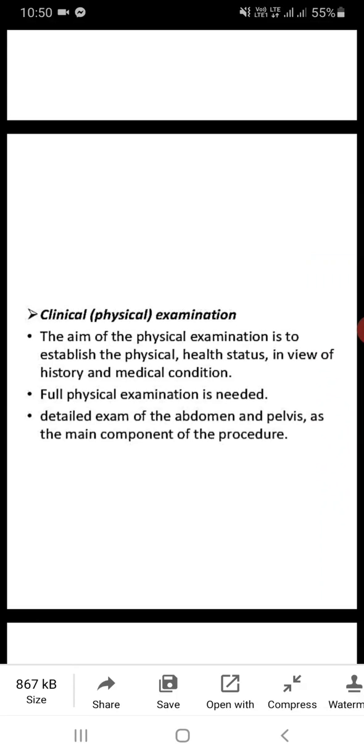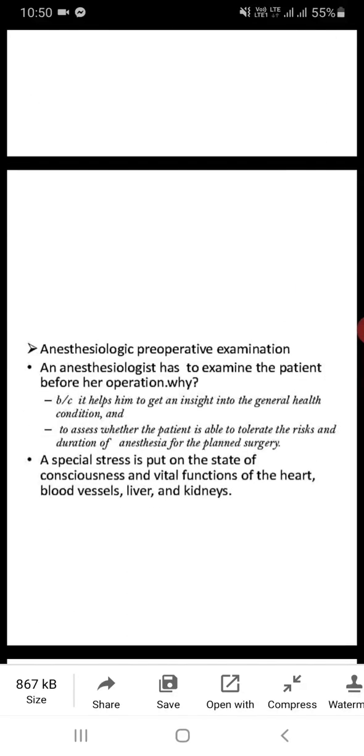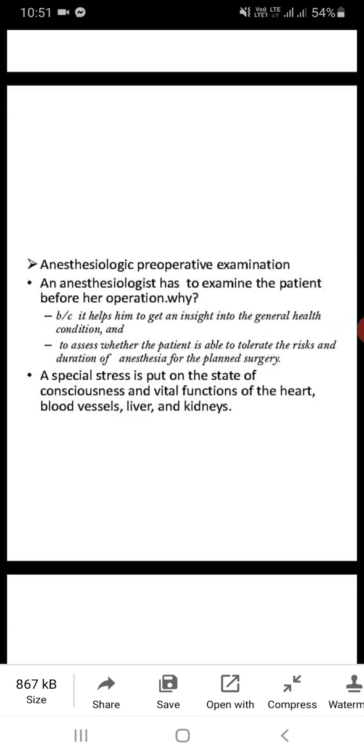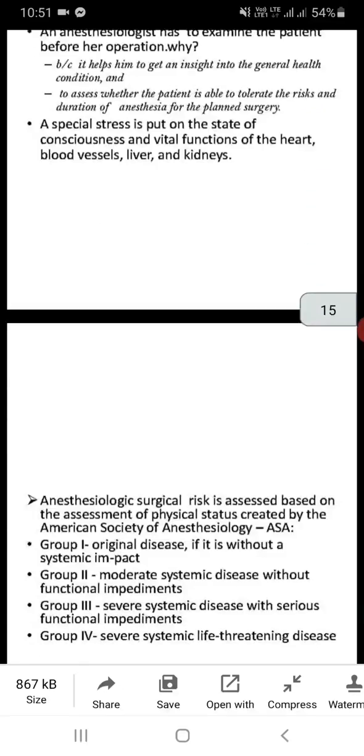Then clinical examination. The aim of physical examination is to determine physical health status in view of history and medical condition. A full physical examination is needed, with a detailed exam of the abdomen, pelvis, and the component procedure. Then anesthesiological preparatory examination. An anesthesiologist has to examine the patient before her operation. It helps to get an insight into the general health condition and to assess whether the patient is able to tolerate the risk and duration of anesthesia of the planned surgery. Special stress is put on the state of consciousness and vital functions of the heart, blood vessels, liver and kidneys.